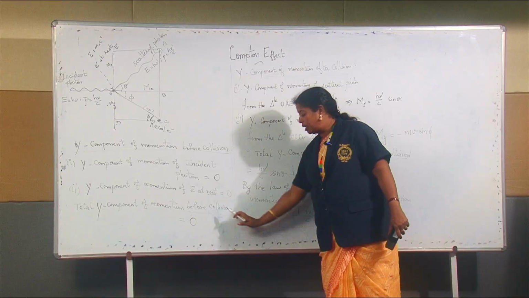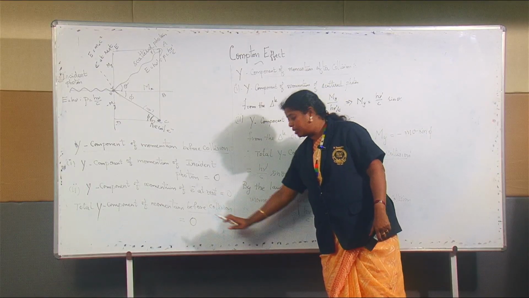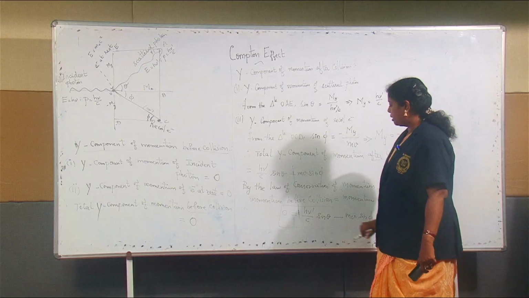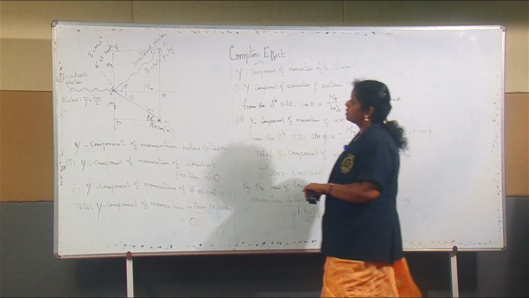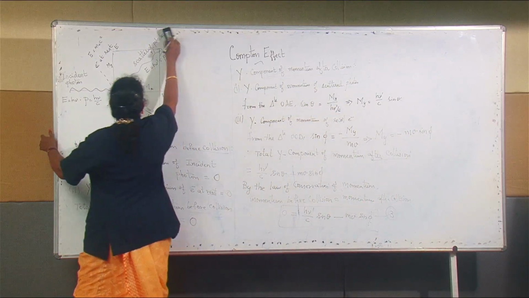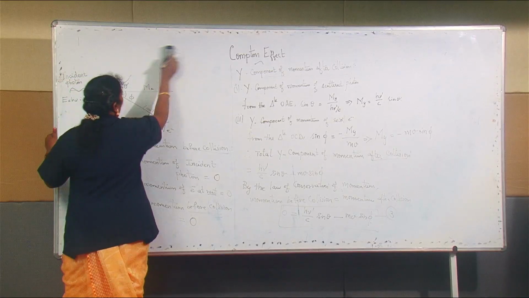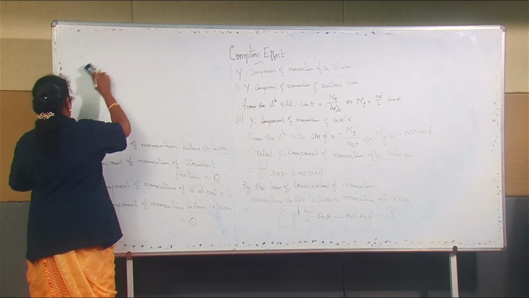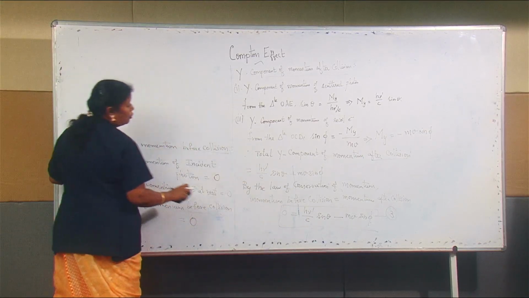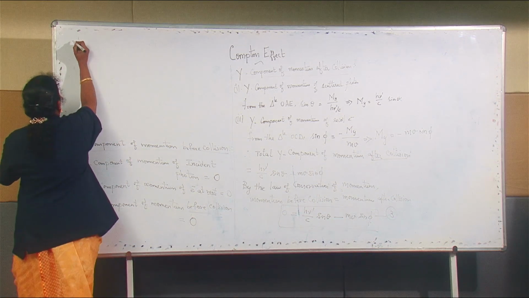So, let us equate these two things. Before collision is 0 and after collision is h nu dash by c sin theta minus mv sin phi. Clear? So, let us add the x component momentum and y component momentum. That is nothing but the second equation and third equation. So, what is the second equation?